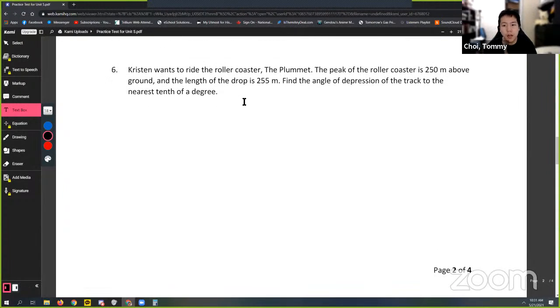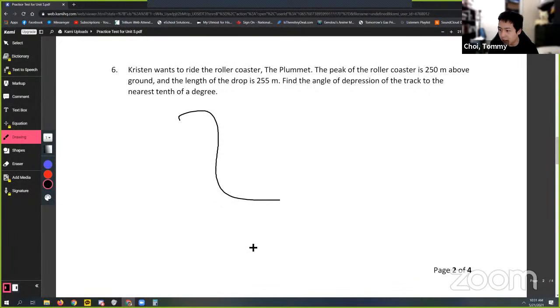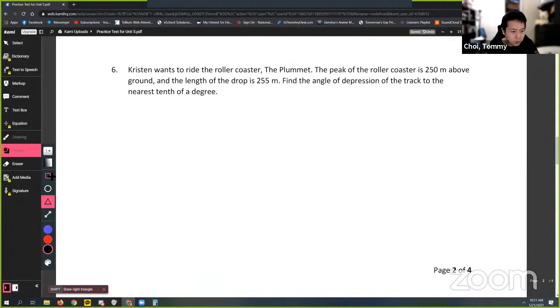Okay, sorry. So with the peak of the roller coaster 250 meters above the ground, length of the drop being 255. Yes, I know roller coasters look something like this. All right, I get it. But we're doing a really terrible rendition of this, and we're going to force it to look like a triangle, and it's going to look something like this. All right, it happens. Okay, what else are you going to do?